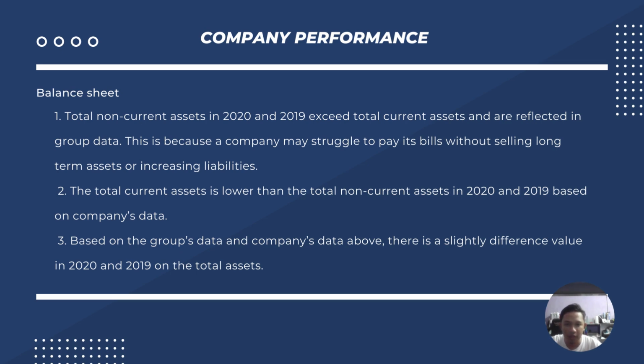So for the balance sheet, the total current asset in 2020 and 2019 exceeds total current liabilities and is reflected in group data. This is because a company may struggle to pay its bills without selling long-term assets or increasing liabilities. The total current asset is lower than the total non-current asset in 2020 and 2019 based on company data. Based on the group data and company data above, there is a slightly different value in 2020 and 2019 on the total asset.